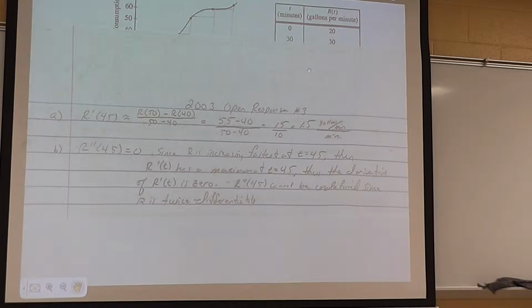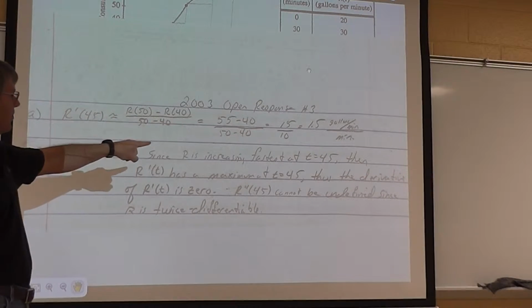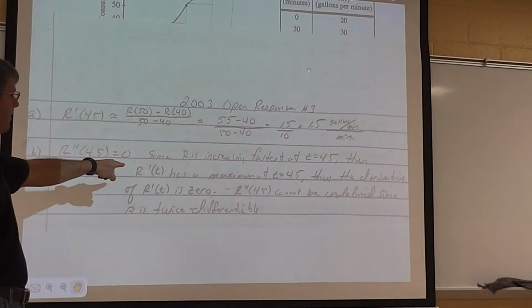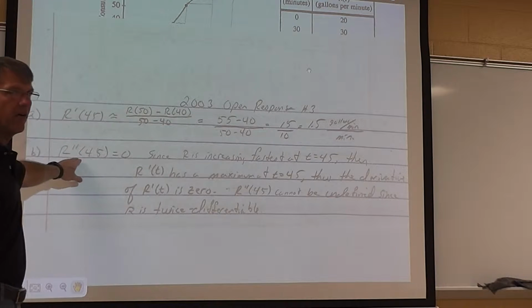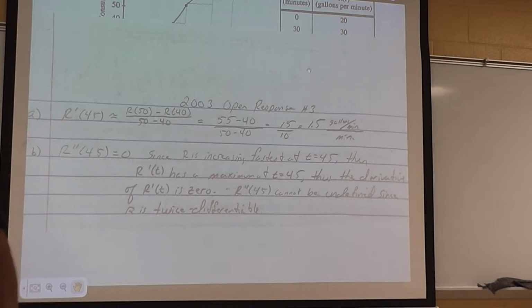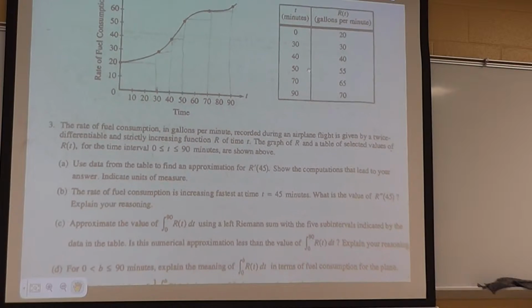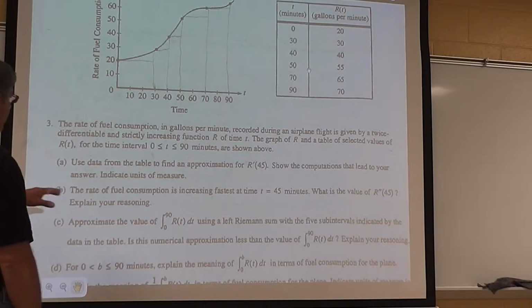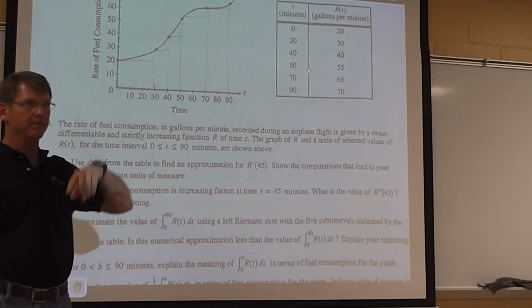And I did discount the fact that it couldn't be undefined. I scratched that out pretty quick, so penmanship's not the greatest. But I said since R is increasing fastest at t equals 45, then R prime of t has a maximum at 45. Thus the derivative of R prime is 0. And I'd stated already that that's R double prime. I said R double prime cannot be undefined since R is twice differentiable. So it's a matter of the words, I think, interpreting what they're saying here. Rate of fuel consumption, R, is increasing. R prime, fastest, maximum.